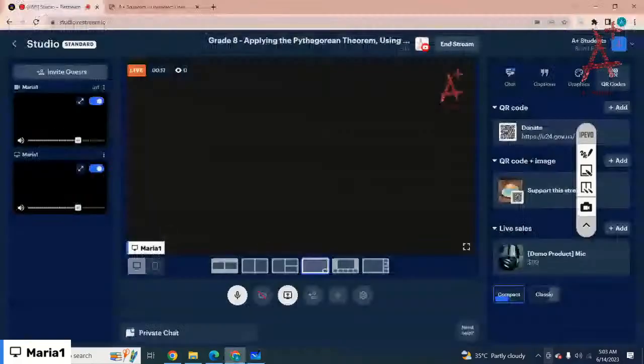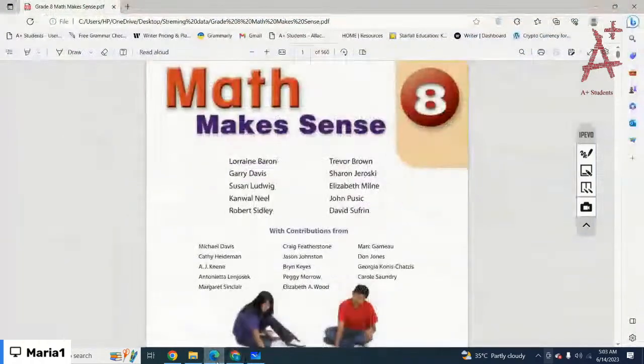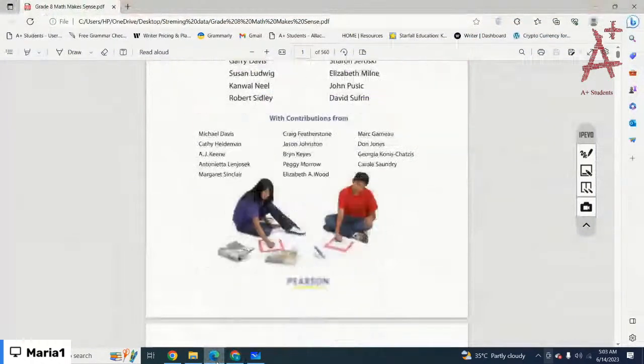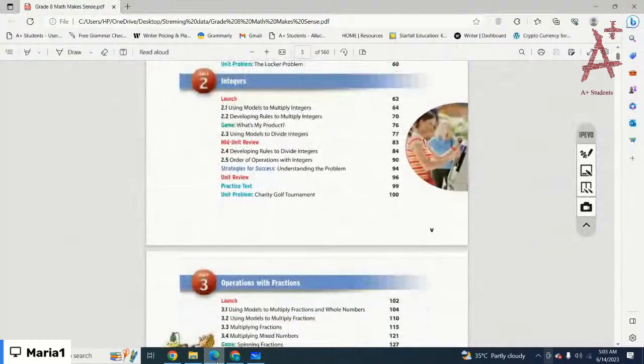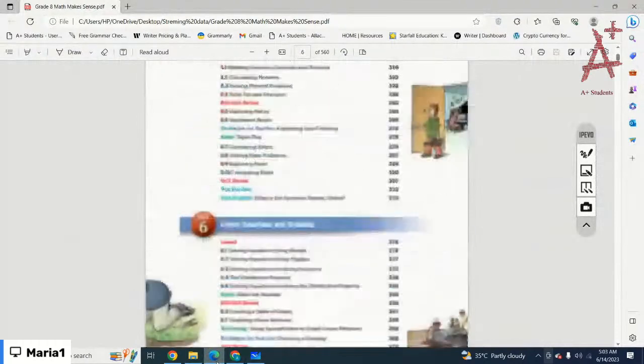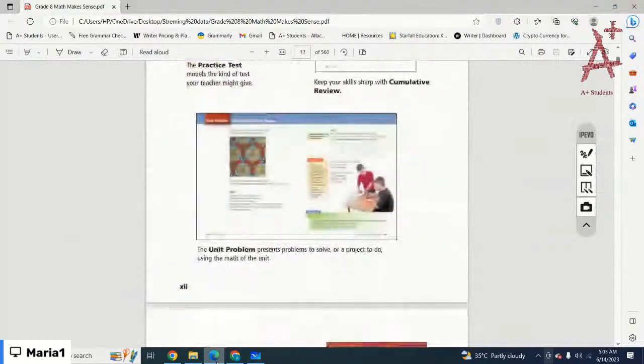We are working on the book Maths Make Sense, grade 8. So we have already started chapter 1, that is squares and square roots. If you have any questions for the lessons we did earlier, you can ask.